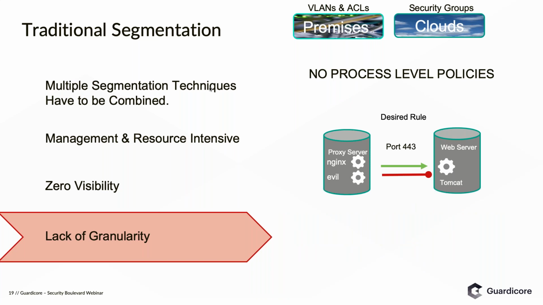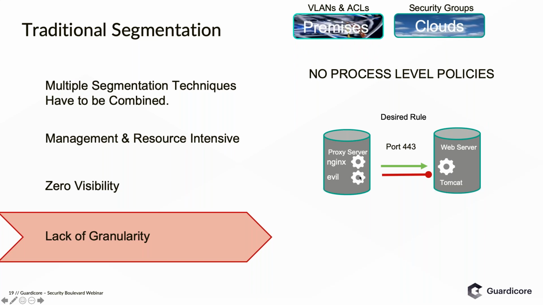For one, there are no process level policies. So for example, let's say here I have a bunch of proxy servers talking to web servers, and I have a Nginx proxy that talks to a Tomcat service. I want to be able to allow over 443, the Nginx process, to talk to Tomcat, but nothing else.